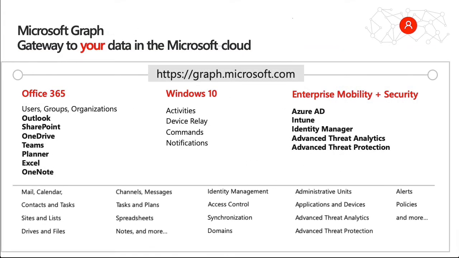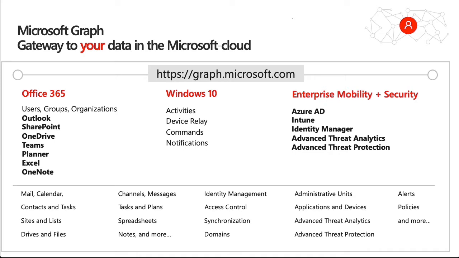Microsoft Graph is the gateway to your data in the Microsoft Cloud, as you can see from the list of resources, services, and entities on this slide. There are lots of things that you can take advantage of in the Office 365 platform. You can work with mail, calendar, contacts, tasks, in addition to content inside of SharePoint sites and lists, files inside of OneDrive, and interact with Microsoft Teams and many more things that you can take advantage of.